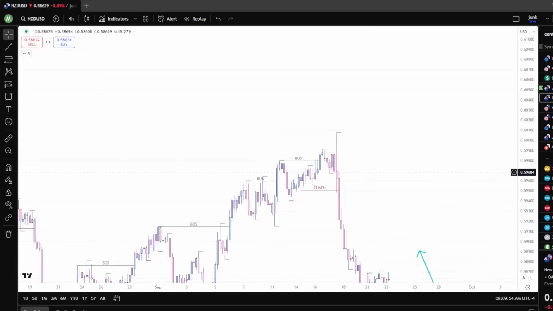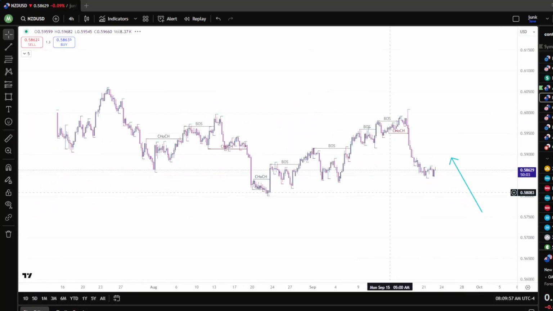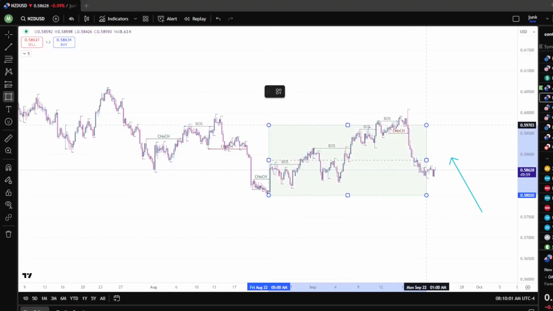NZD USD. So it's more bearish due to fundamental news, but we're going to map in the current range.